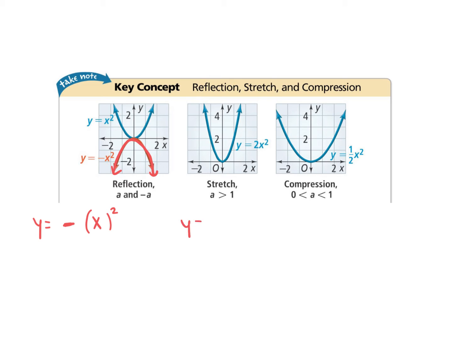Let's say we had y is equal to 2x squared. If that number out front is greater than 1, what do we have? A stretch. And then if y is equal to 1/2 times x squared, if it's less than 1 but greater than 0, what do we have? A compression.